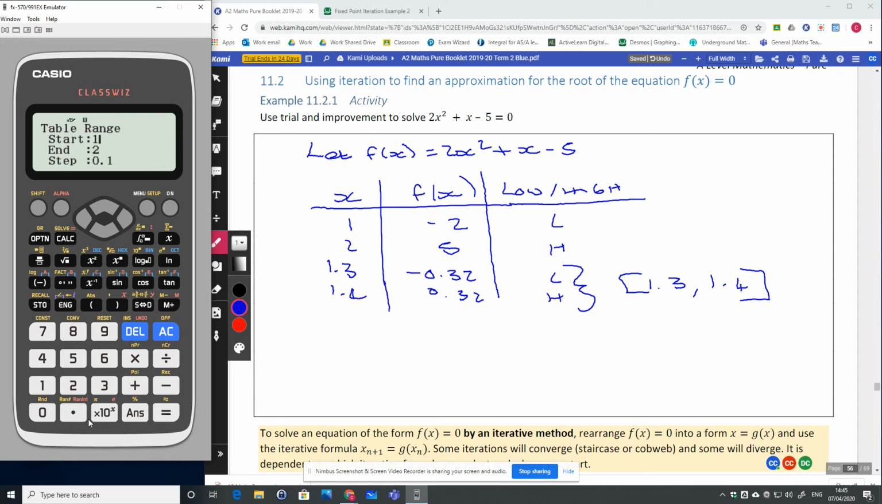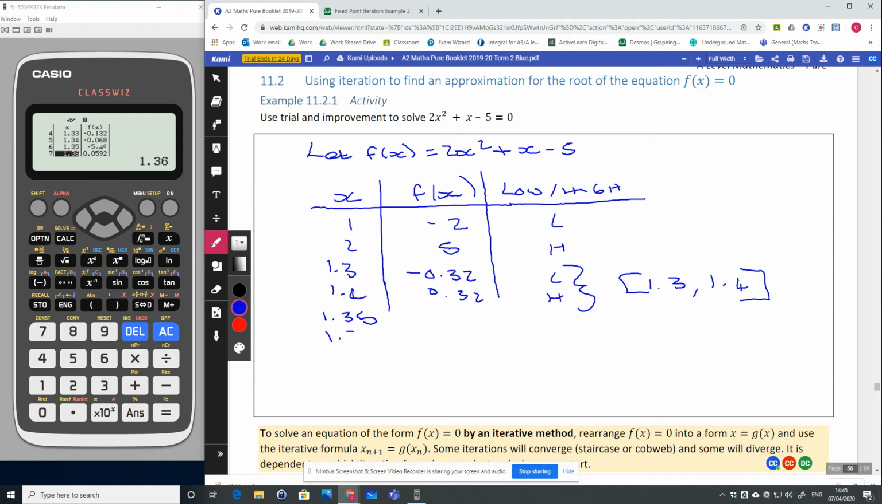So I can start at 1.3 to 1.4. My step is getting smaller every time because obviously I'm reducing. You can generally only go up to 10 in terms of your table. You might want to pause the video just to make sure you can use your calculator. You should have come across using this. Finding domain and range is quite useful for that as well.